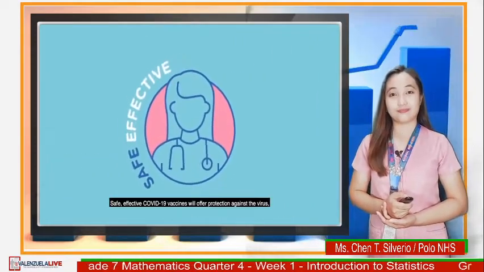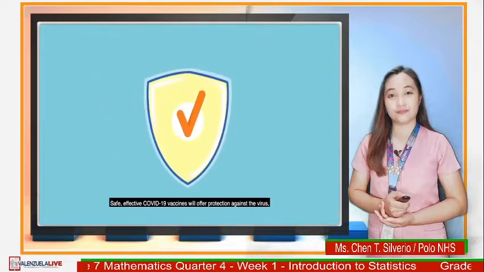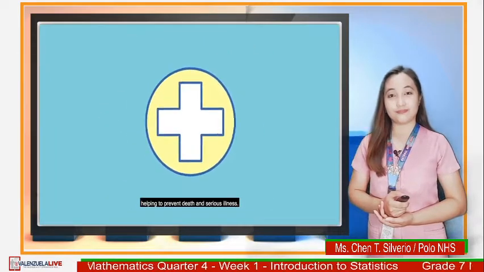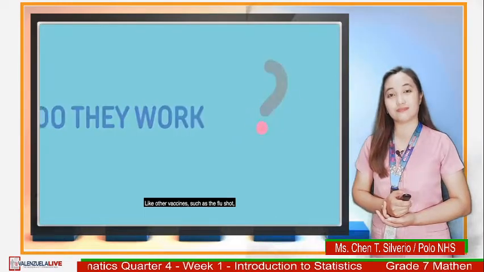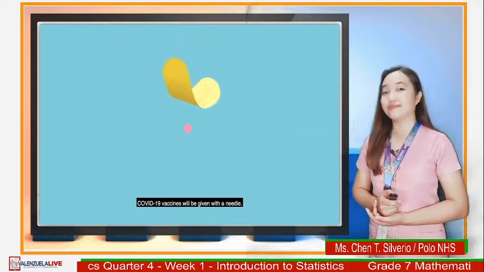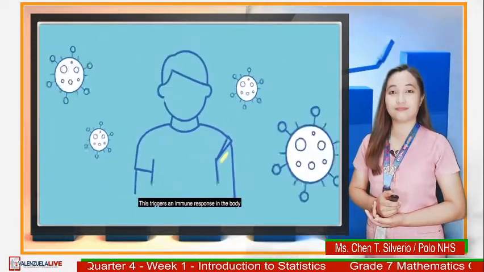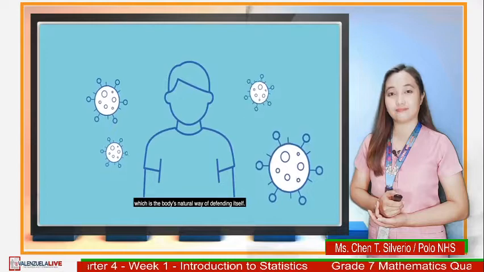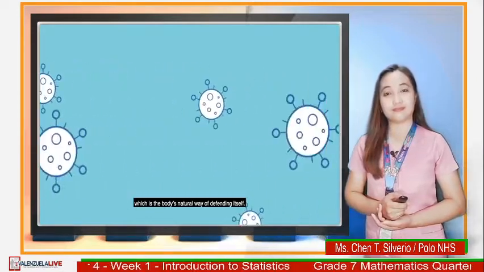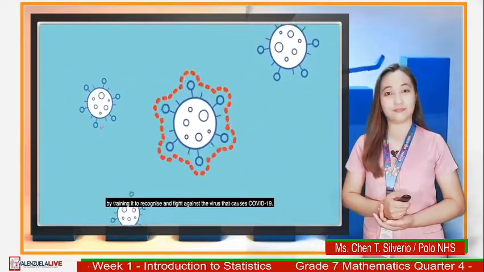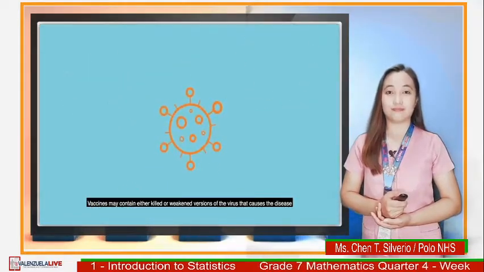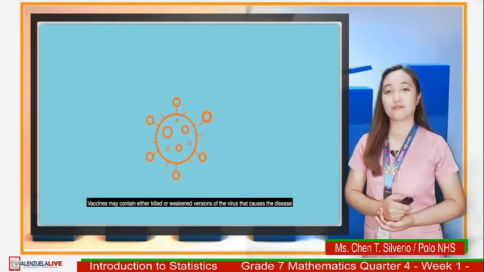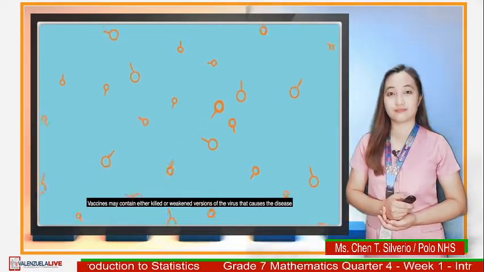Safe, effective COVID-19 vaccines will offer protection against the virus, helping to prevent death and serious illness. But how do they actually work? Like other vaccines, such as the flu shot, COVID-19 vaccines will be given with a needle. This triggers an immune response in the body, which is the body's natural way of defending itself. The vaccine will strengthen your immune system by training it to recognise and fight against the virus that causes COVID-19. Vaccines may contain either killed or weakened versions of the virus that causes the disease, or a small part of the virus, such as a protein.